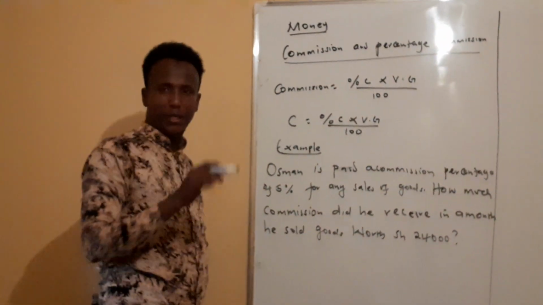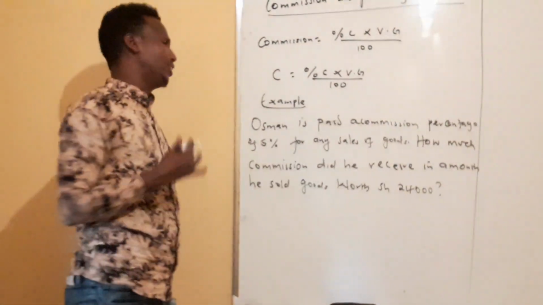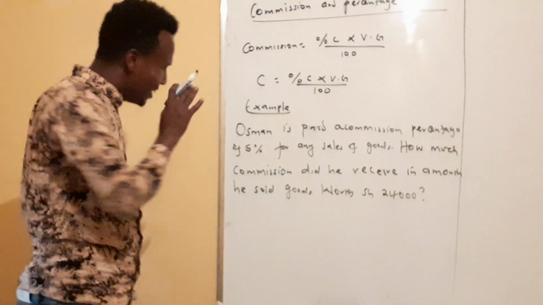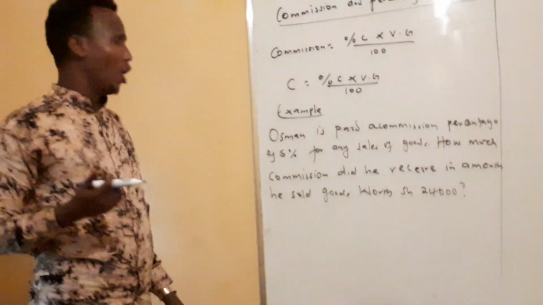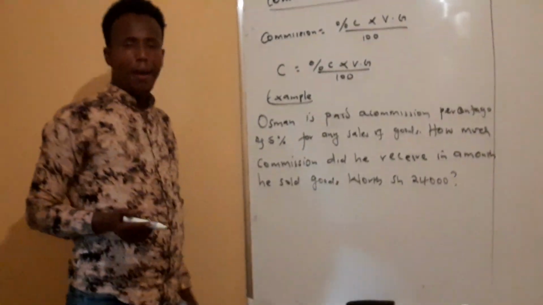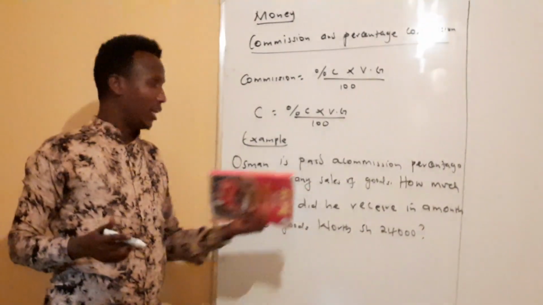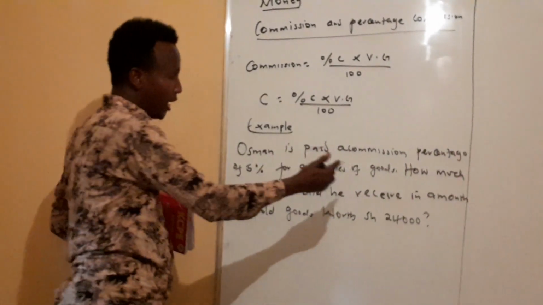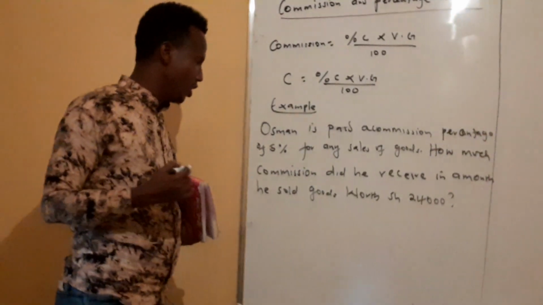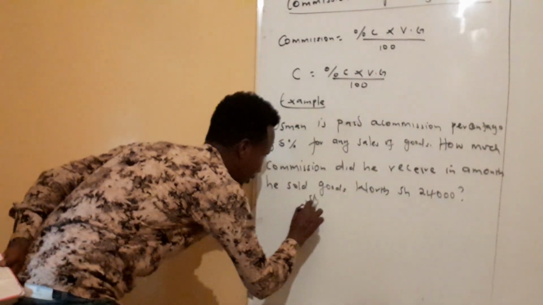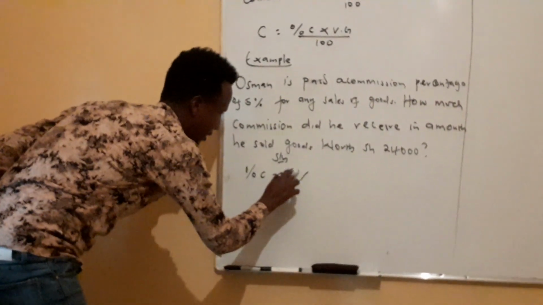You are told Osman is paid a commission or percentage of 5% for any sales of goods. It means there's no condition here. Any sales of goods this guy makes is going to get a commission of 5%. And this is what you normally call percentage commission. You are asked, look, we said in mathematics, the last full stop is very important. You are told how much commission, so you are expected to get the commission. We'll write the information here for solution, but we have percentage commission, which is equivalent to 5%.